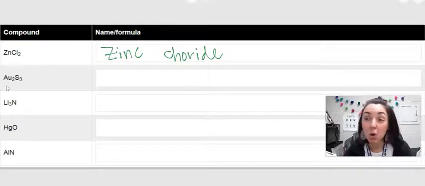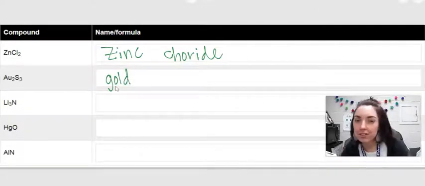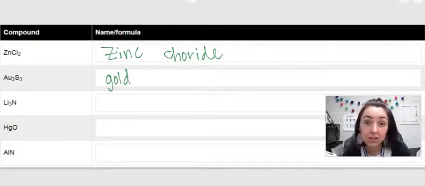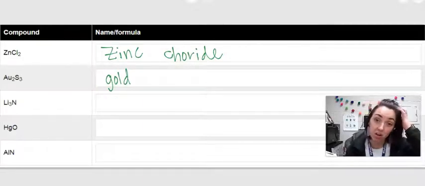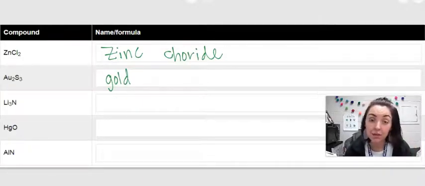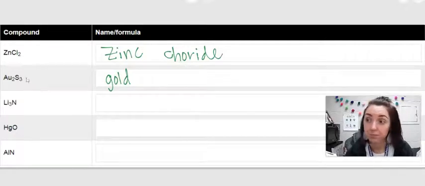So this next one's one of those trickier ones. We have gold here, Au. But if you look at your ion sheet, you're going to see that gold could occur in two different species. It could have a different charge. For ones like that, where they could have two different charges, we need to indicate which species it is, which charge it is. And to do that, we need to figure out what charge it is.